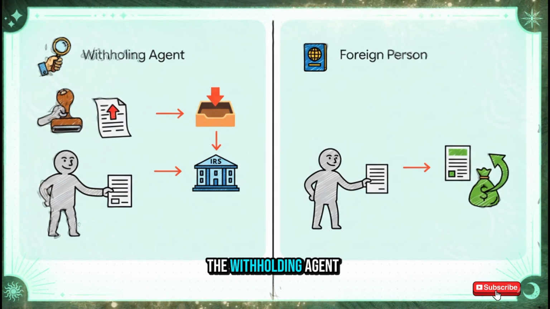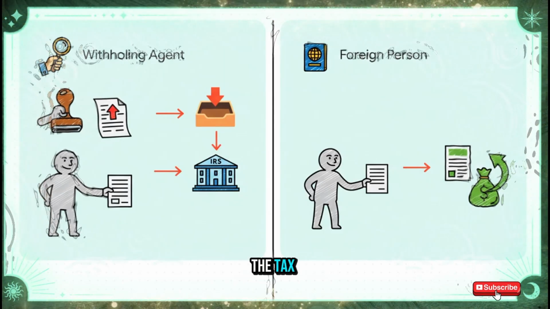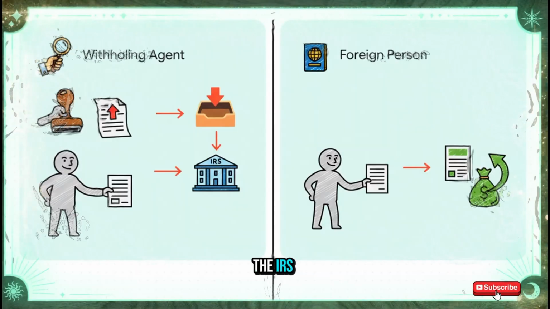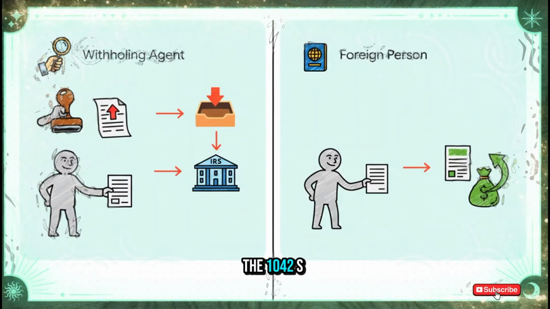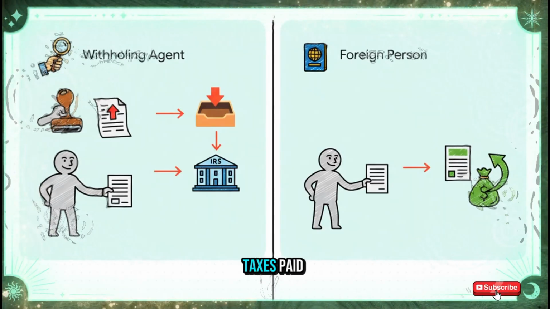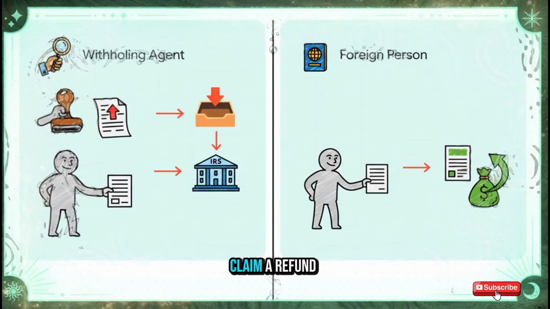The withholding agent is the one doing all the work. They control the money, they withhold the tax, and they file the form with the IRS. The foreign person is on the receiving end. For them, the 1042S is their proof of income and taxes paid. It's the document they need to file their own taxes, and maybe even claim a refund if too much was taken out.